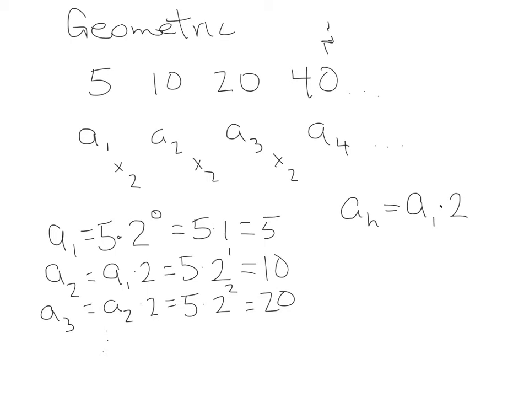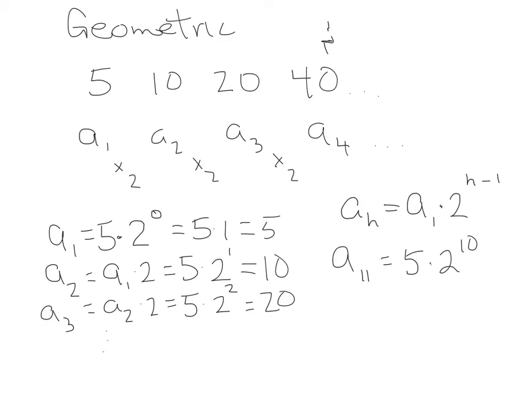In the third term, we multiplied by 2 2's. And so what it's going to be is 2 to the n minus 1. So we could calculate the 100th term, which is a very, very large number. But let's just do the 10th term, or the 11th term, that's an easy one for me to do. The 11th term is 5 times 2 to the 10th.